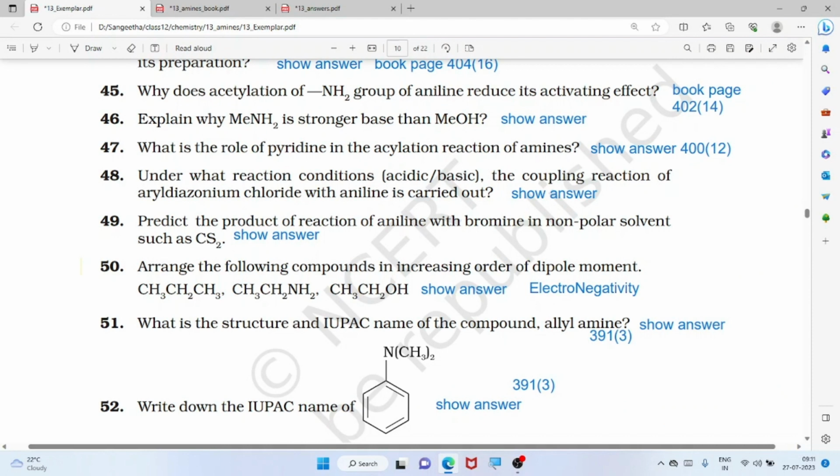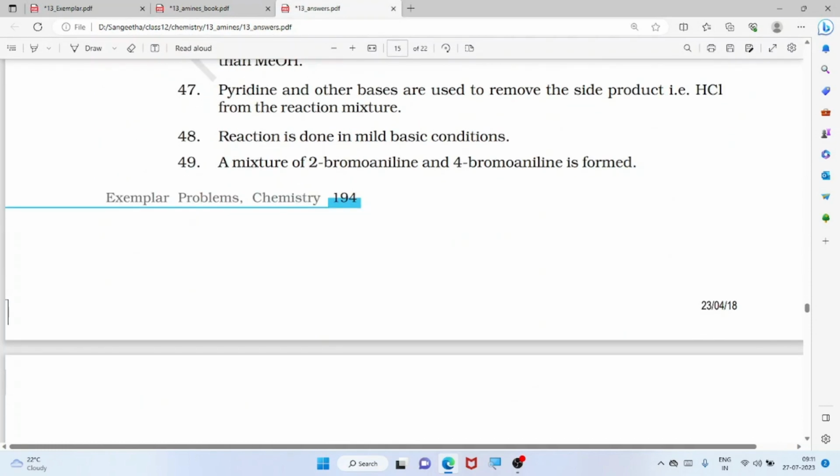Under what reaction conditions is the coupling reaction of the aryl diazonium chloride and the aniline carried out? 48. Mild basic conditions. Under mild basic conditions.